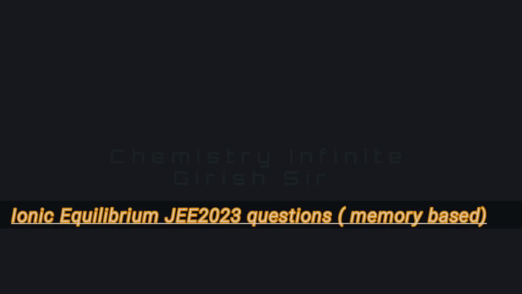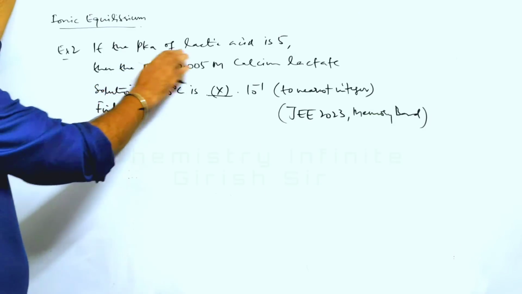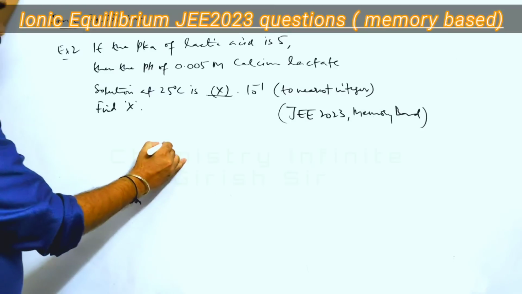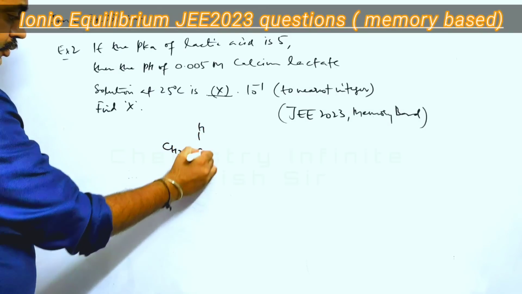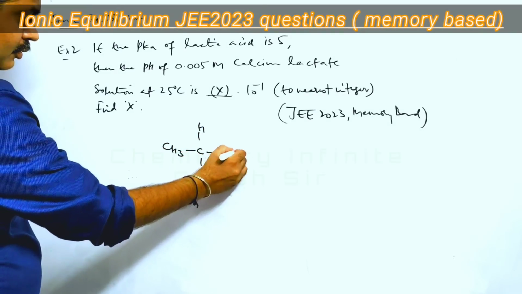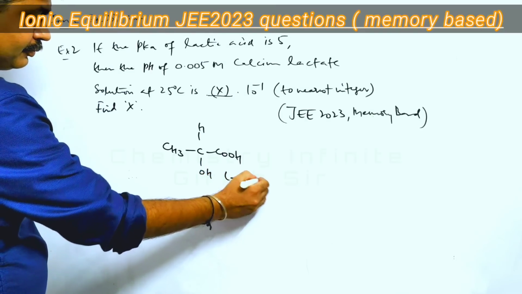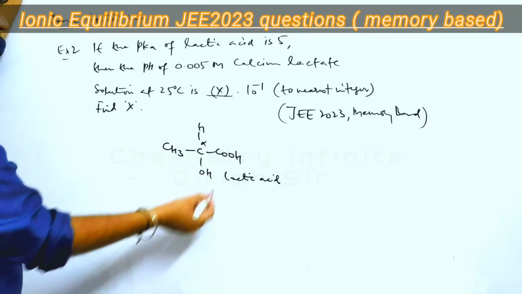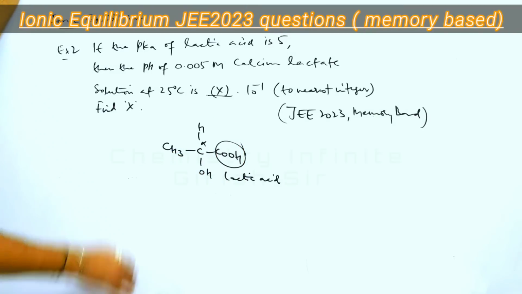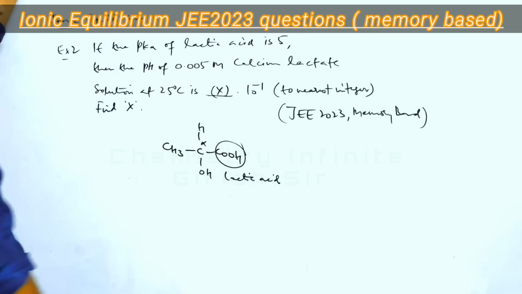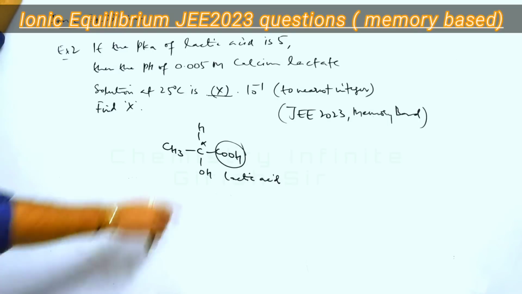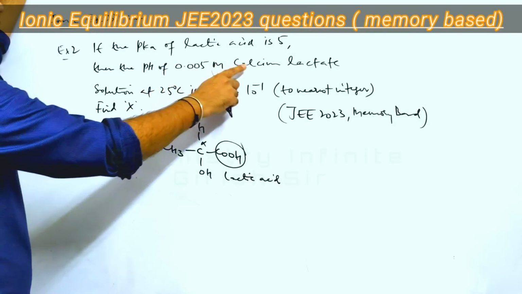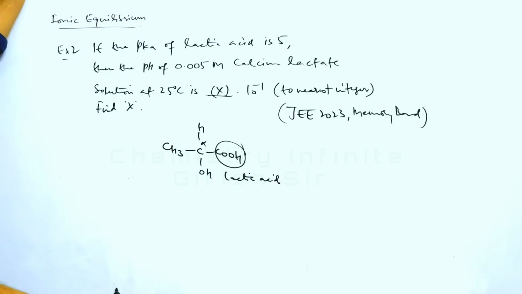We'll now see another example. The question says the pKa value of lactic acid is given. This is lactic acid. It's an alpha hydroxy carboxylic acid. It's a weak acid. Its pKa value is given as 5. Then we have to find the pH of 0.005 molar calcium lactate. Calcium lactate is the salt of a weak acid.